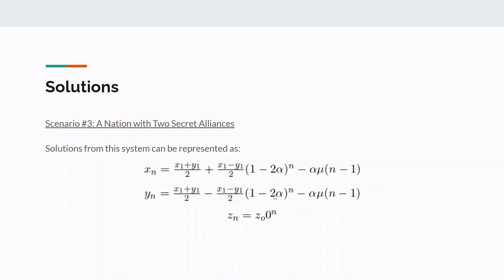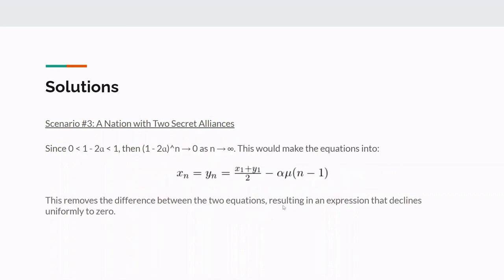As you can see, the 1 minus 2 alpha term here. And keeping the convention 1 minus 2 alpha is in between 0 and 1, then as n goes to infinity, the term goes to 0. So the equation would be left into this term as a constant, which is the average of the arms expenditures of America and Russia, minus this term here. And the author describes this as an expression that declines uniformly to 0. So in the case of a nation forming an alliance with two other nations that are all in the same triangle, then there will be an overall arms de-escalation.